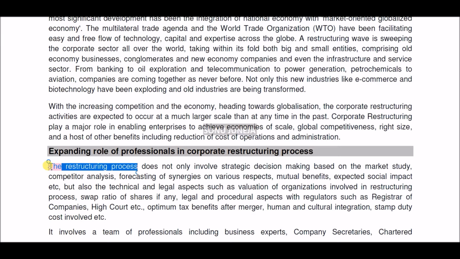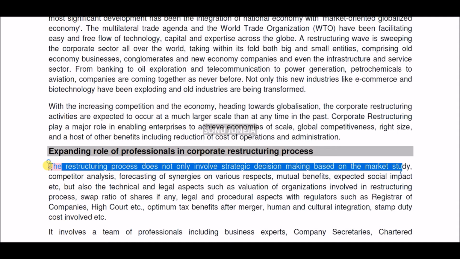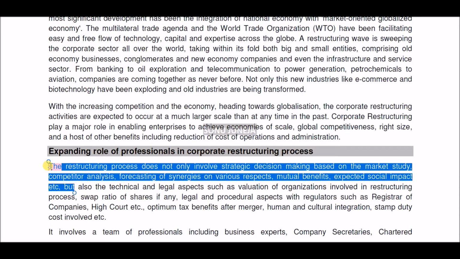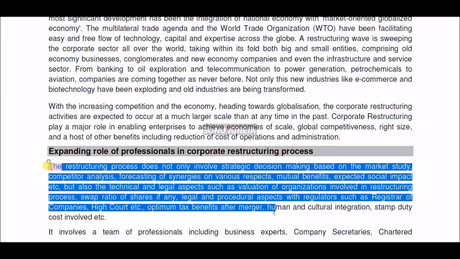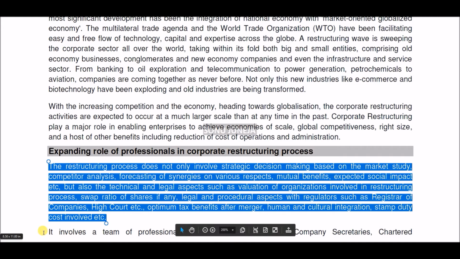The restructuring process does not only involve strategic decision making based on the market study, competitor analysis, forecasting of synergies in various respects, mutual benefits, expected social impact, etc., but also the technical and legal aspects such as valuation of organizations involved in the restructuring process. Apart from that, swap ratio of shares, if any, legal and procedural aspects with regulators such as ROC, High Court, tax benefit after merger, human and cultural integration, stamp duty cost involved, etc. So there was quite a lot to do when restructuring took place.